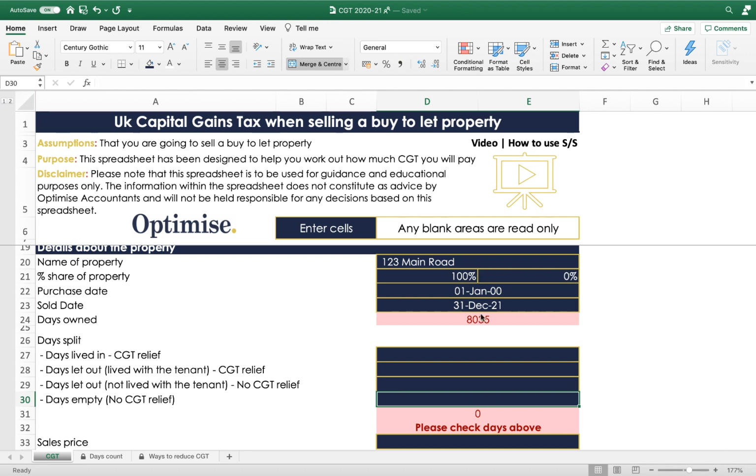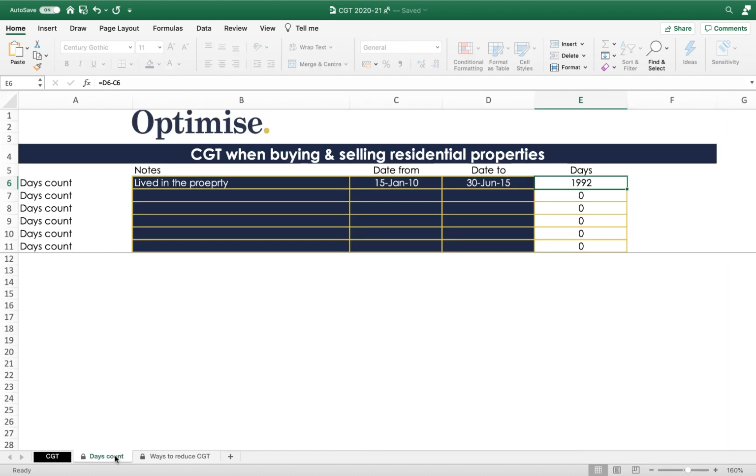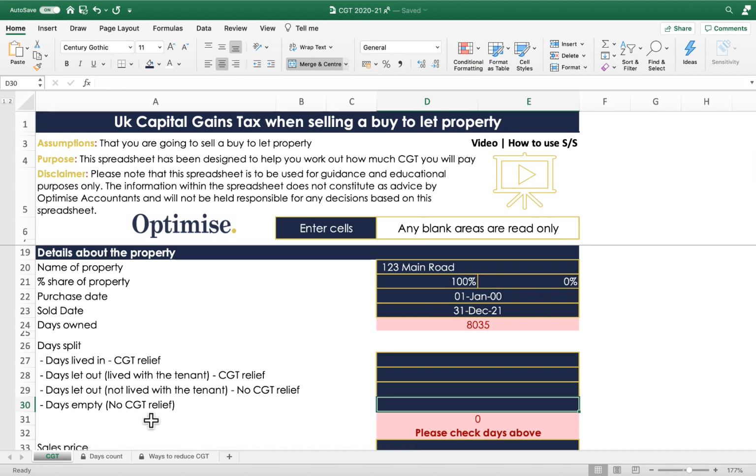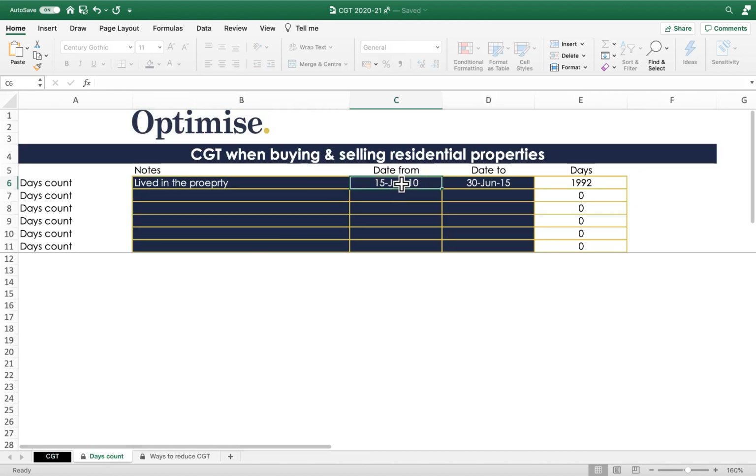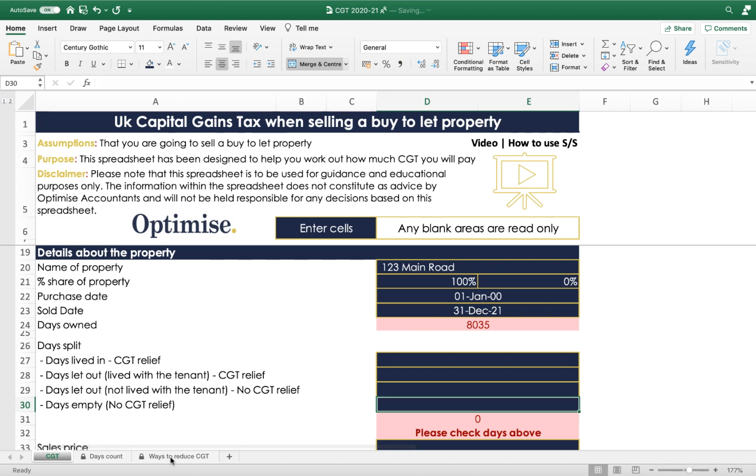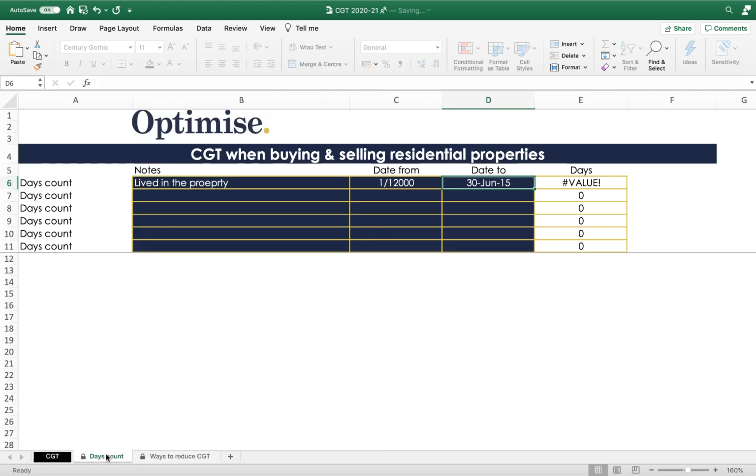Now, you may think, well, how do I work out all this? Well, I've created a template here called days count, and you can put in here days lived in the property. So what we're going to do is make sure we've got the 1st of the 1st, 2000. So I want you to enter that detail there. And we're going to say that we lived in the property for a period of time. Now, we sold it at the end of 2021.